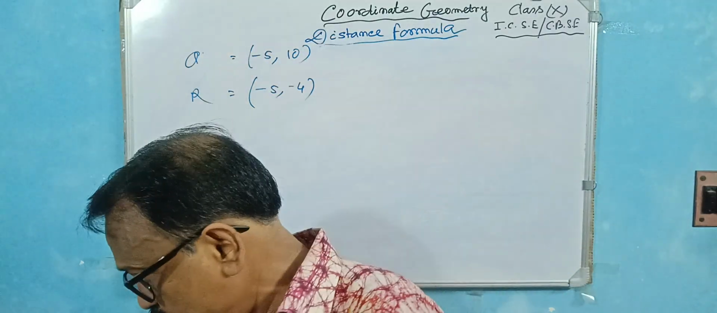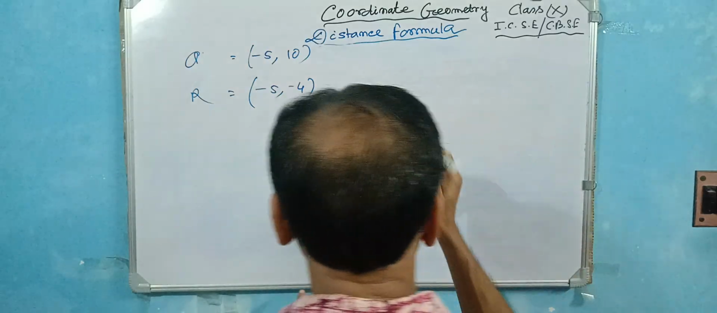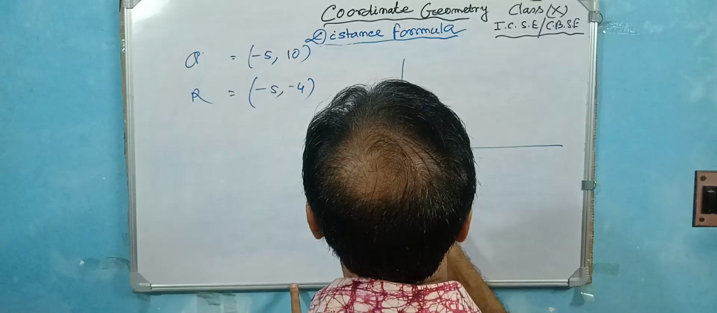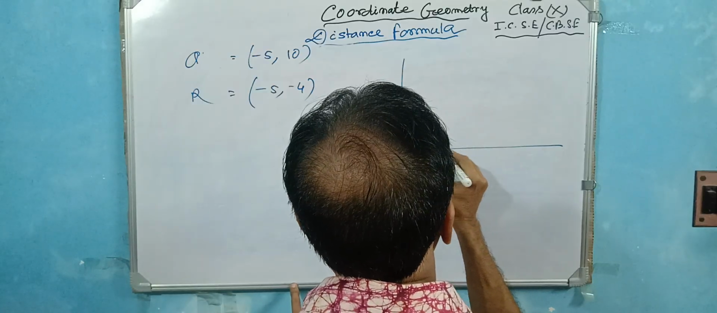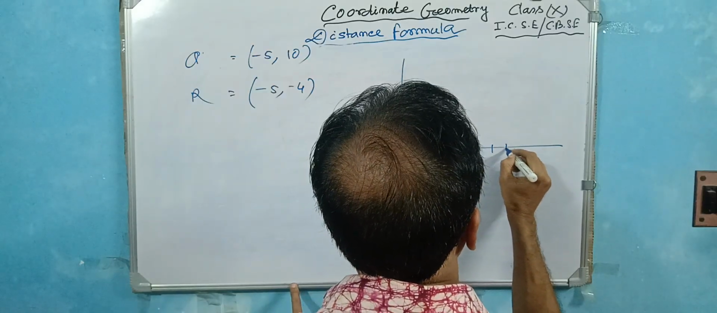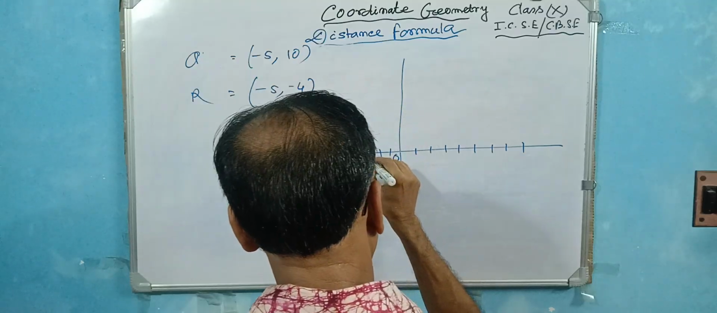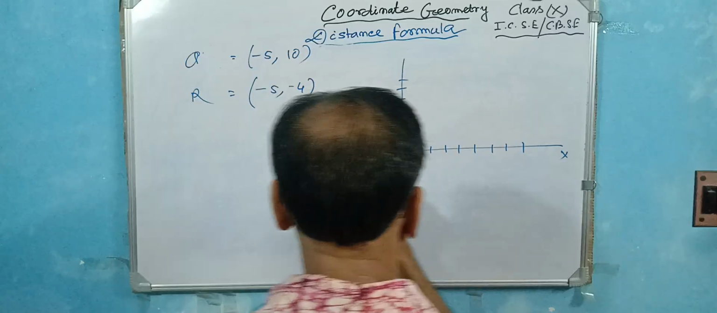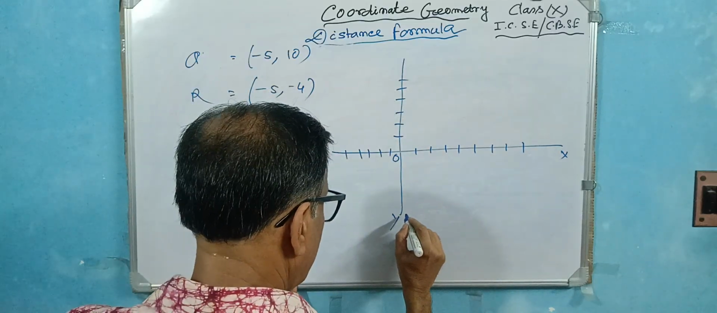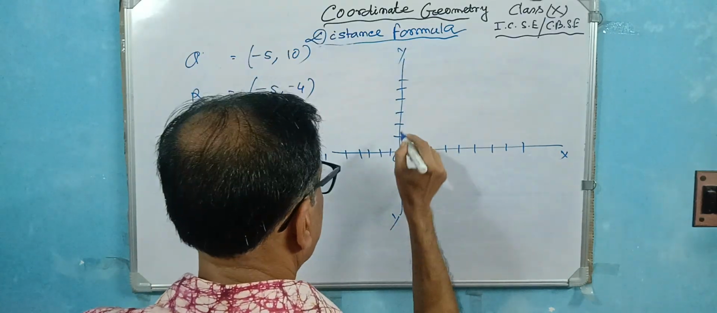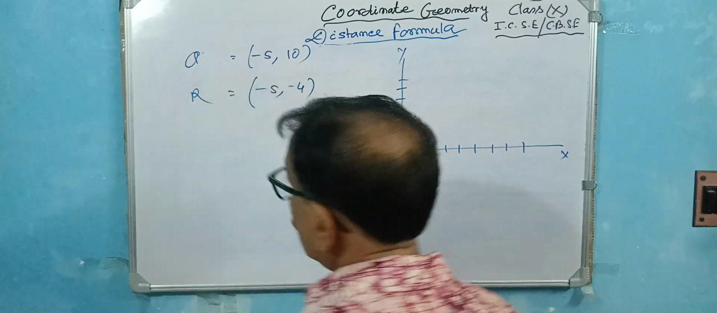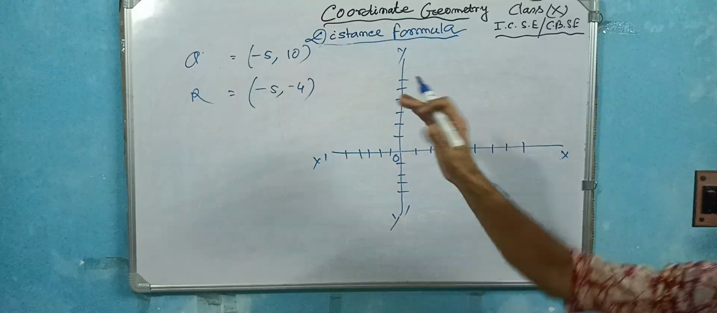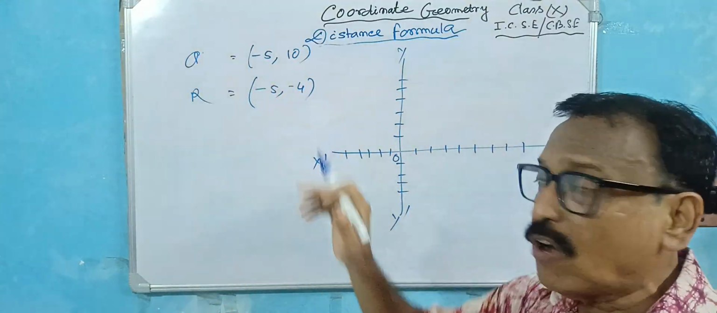So first, this is a graph. You just draw a graph line randomly. So this is 0, this is 1, 2, 3, 4, 5, 6, 7, and minus 1, minus 2, minus 3, minus 1, 2, 3, 4. This is x, x dash. This is y, y dash. Okay. Now put the coordinates here. Just take it graphically. In the case of the formula, you just do it.